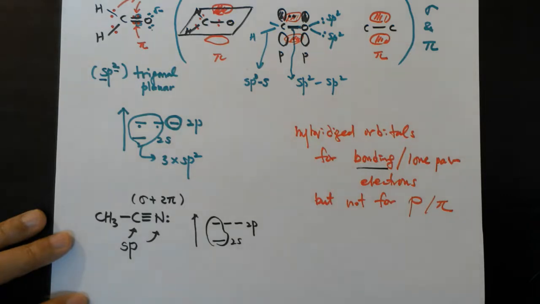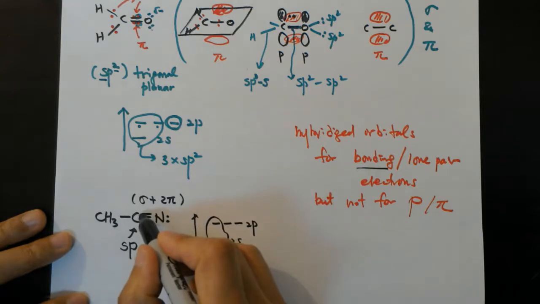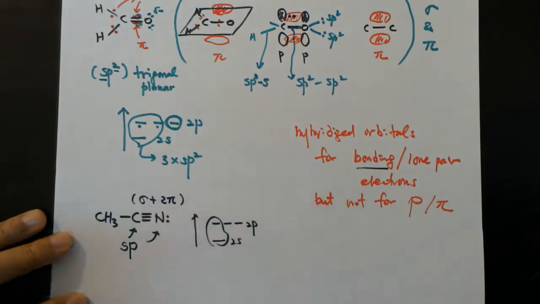So they form 2 more pi bonds with the 2 p orbitals of the carbon. That's why you have 2 pi bonds.